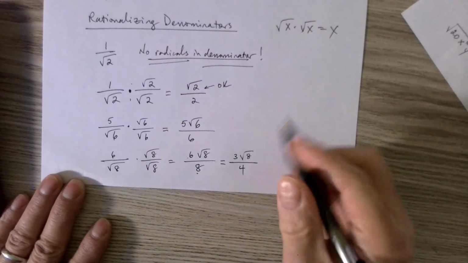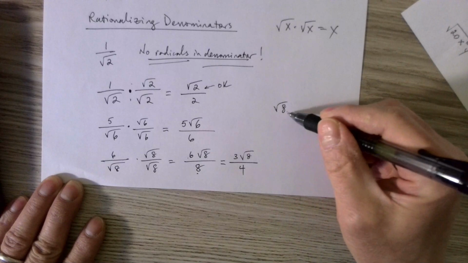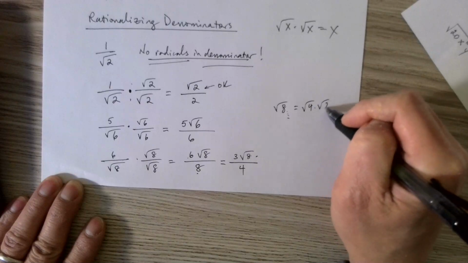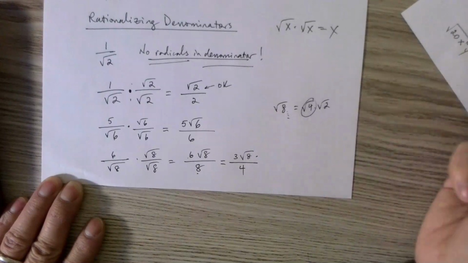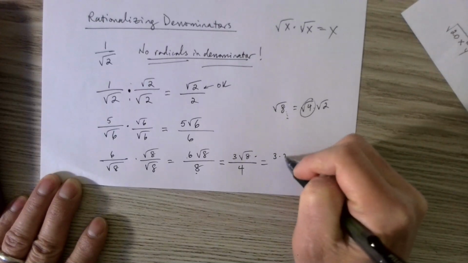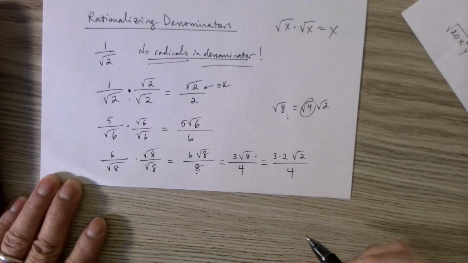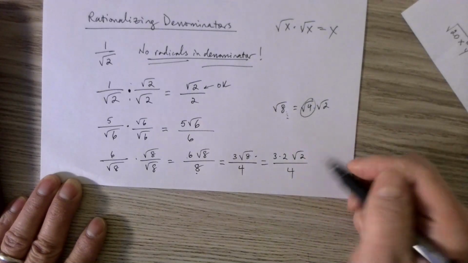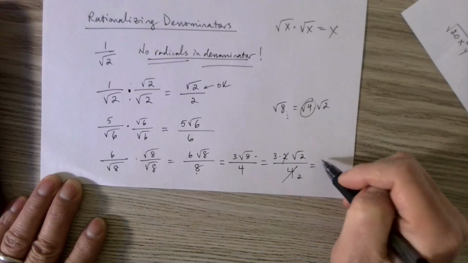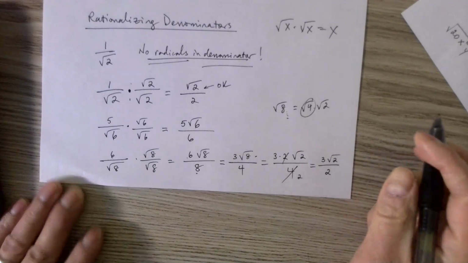And I just noticed something. Rad 8, that can be simplified as well. We can't just leave a rad 8 sitting there because rad 8 is rad 4 times rad 2. And we know what rad 4 is, that's just 2. So this becomes 3 times 2 times rad 2 all over 4. And I can do even more. I can cancel the 2 and this 4, leaving a 2. And finally, I get 3 rad 2 over 2.